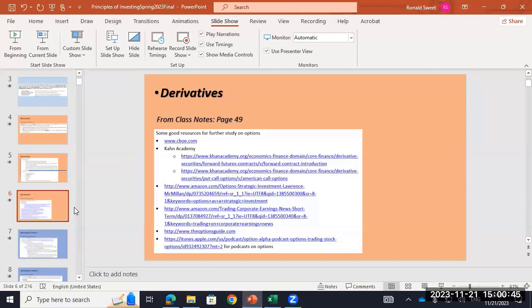The option guide is useful. iTunes has some really good podcasts on options. There are plenty of places you can go to get more research.